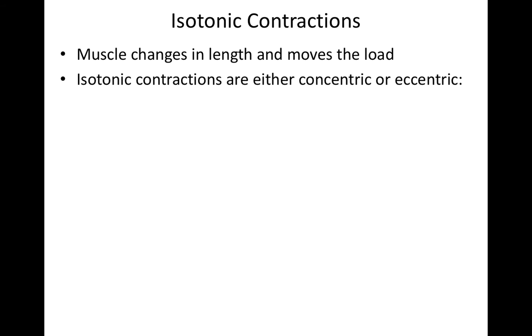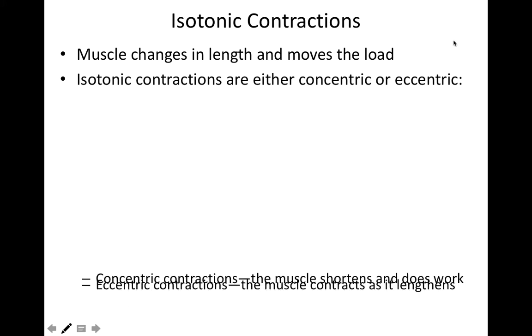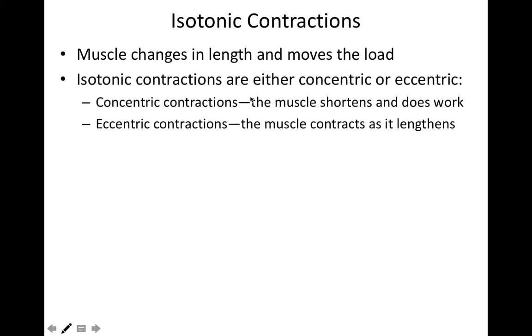This actually does come in 2 versions though. What you're probably most familiar with, if I said describe a muscle contraction, would be what's called a concentric contraction. A concentric contraction is when the muscle shortens. An eccentric contraction is when it lengthens. In both of these cases, the length is changing, therefore it's an isotonic contraction.